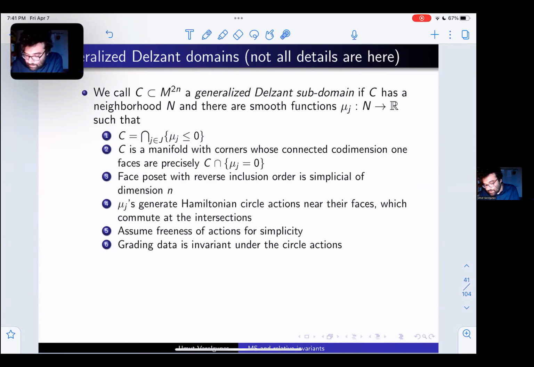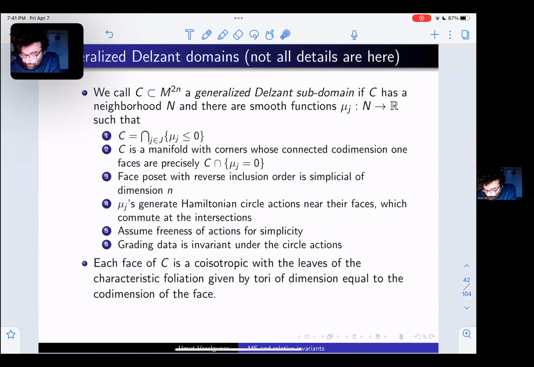And I also need to assume that this grading data that I chose in the beginning should be, in some sense, invariant under these circle actions. Okay, so another statement that would take a while if you were to write it precisely.